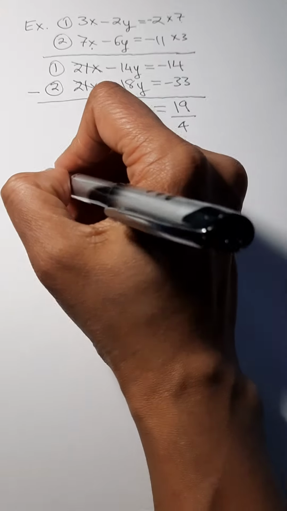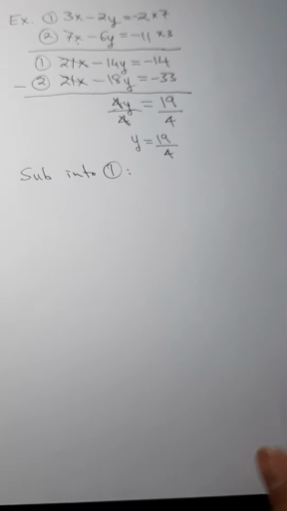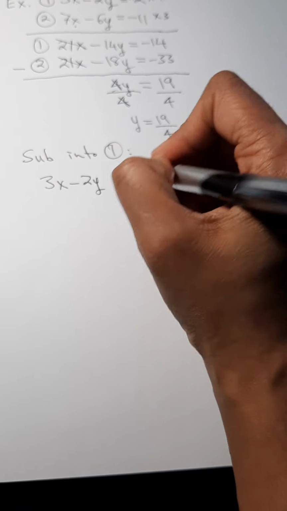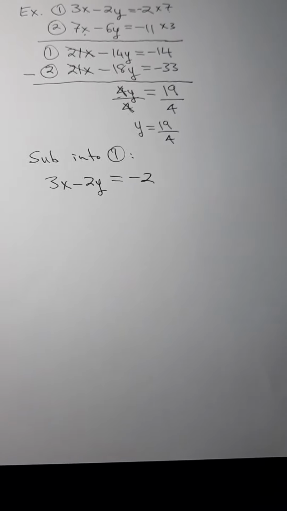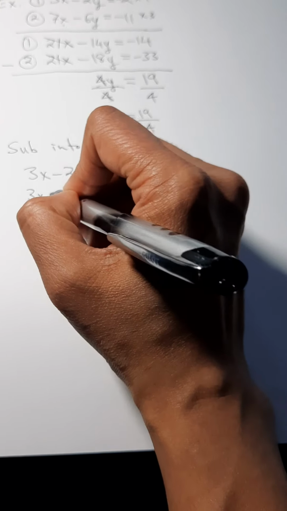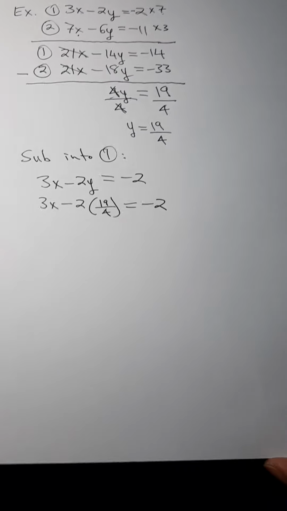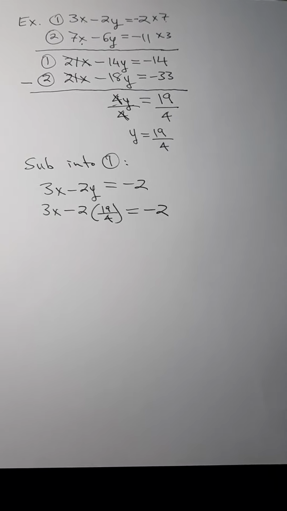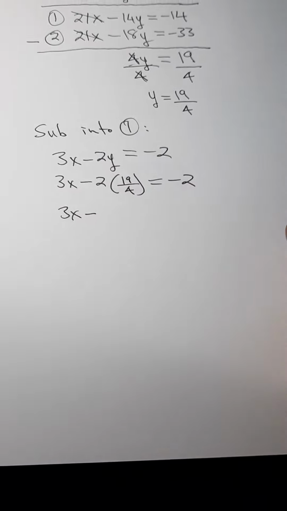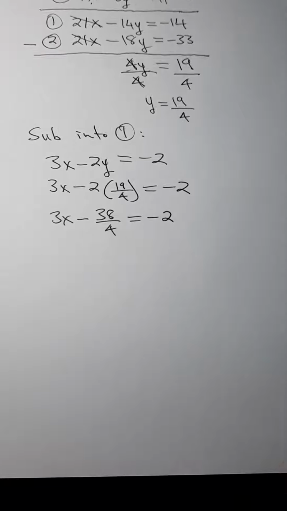So let us sub it into equation number 1, okay? So let me write the equation out so we can all see it. So it's 3x minus 2y equals negative 2. Okay, and now instead of the y, I want to just substitute 19 over 4. So 3x minus 2 times 19 over 4 equals negative 2. Everyone's all right? Okay, and we're just going to keep everything as a fraction. Okay, so 3x minus, you're doing 2 times 19 here, so 38 over 4 equals negative 2.